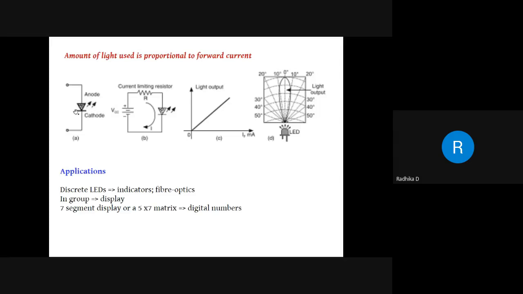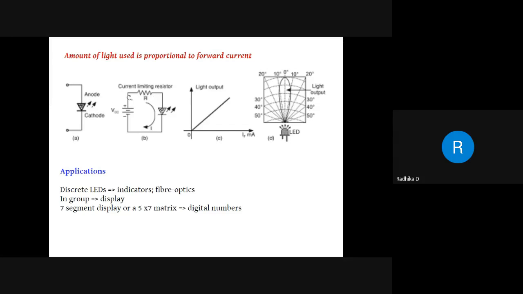That is how LED is represented. The arrows pointing outward should be from the junction. This is the junction point, so arrows pointing out from the junction will be the LED representation. Okay, don't worry about all these things.